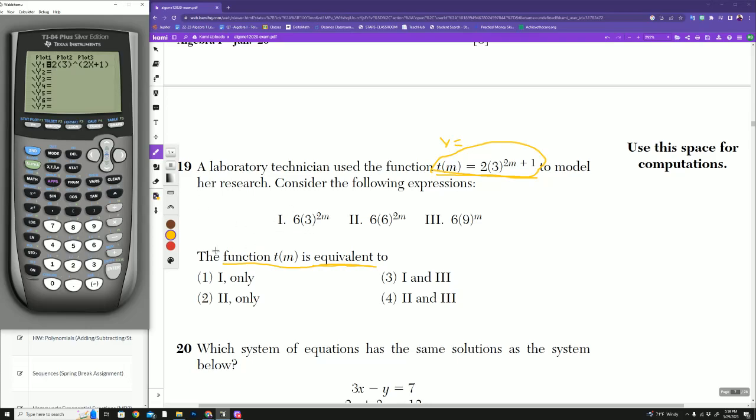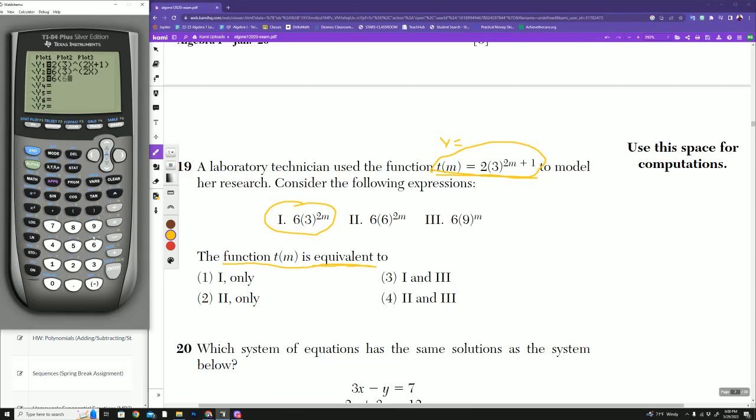So we have option 1, which is 6 times 3, close parentheses, exponent 2 times x, close parentheses. Let's see if these are equivalent. 6, 6, 54, 54, 46, 46. Now these are equivalent. Now I'm actually going to leave that in y2. I'm going to go to y3. We know that this one is equivalent, but we have to check the others because there could be more than one answer.